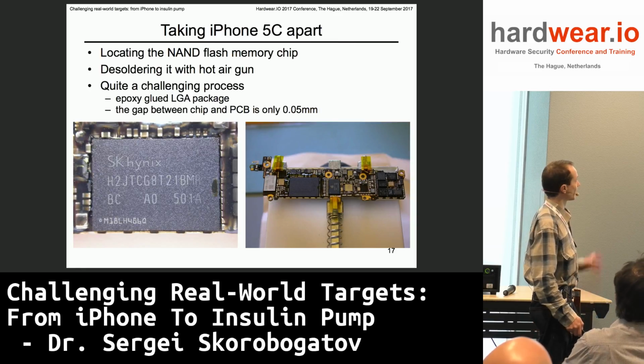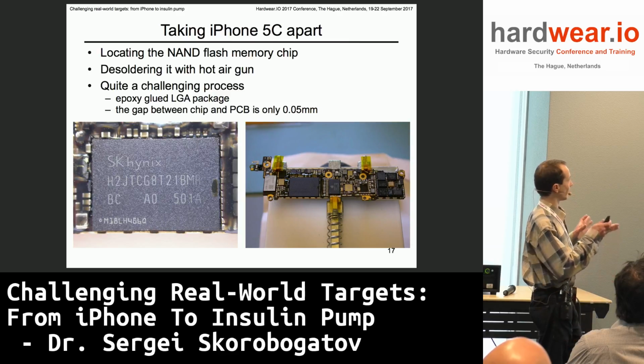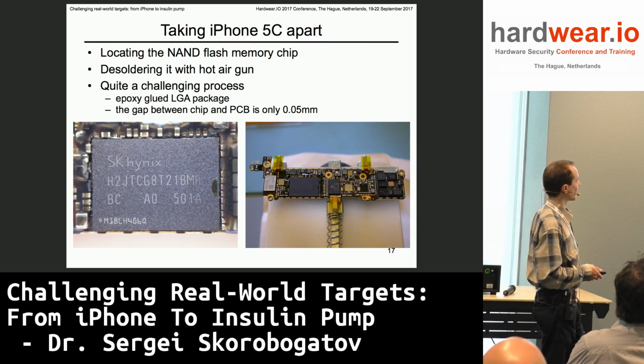So therefore we decided to try just the NAND mirroring process. So read out the contents of the whole flash memory, make a backup, and then run the phone for a certain number of passcode attempts, and then restore the contents of the memory.